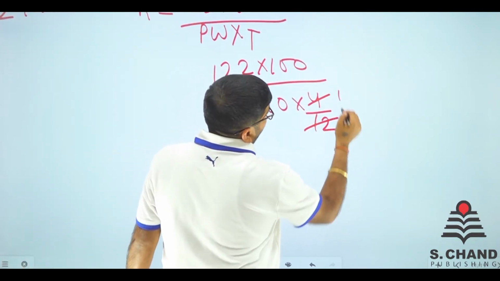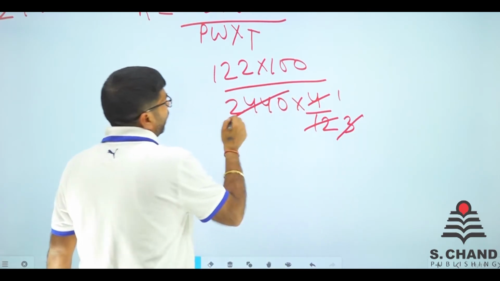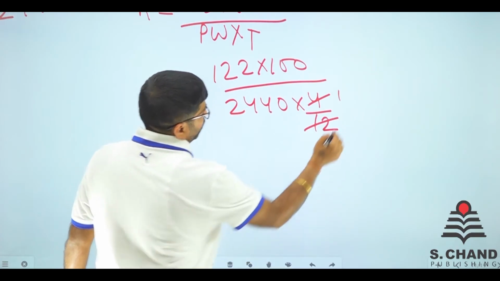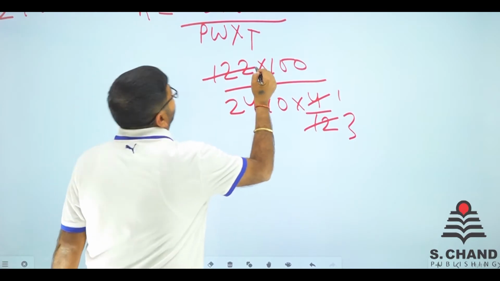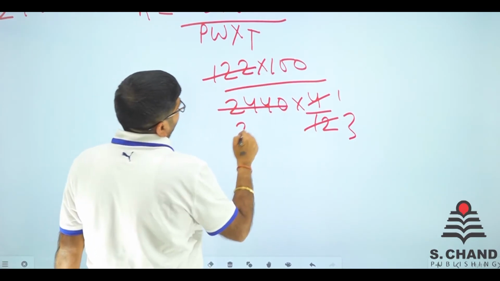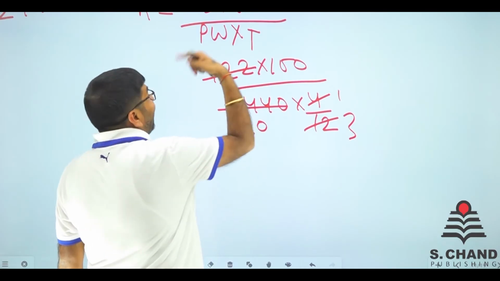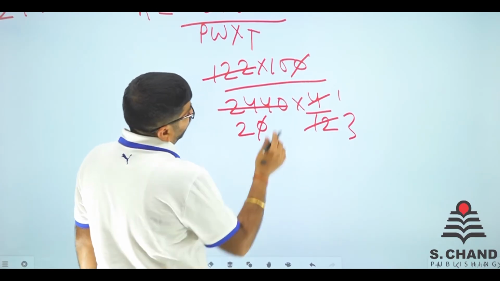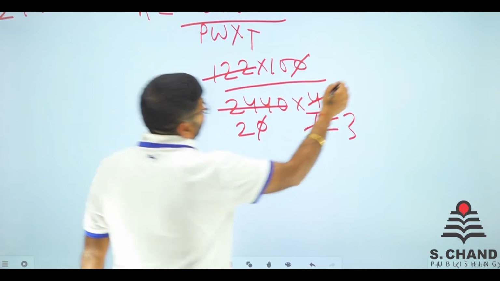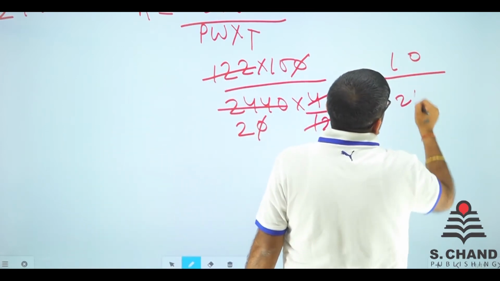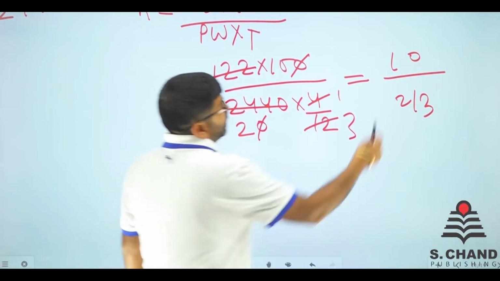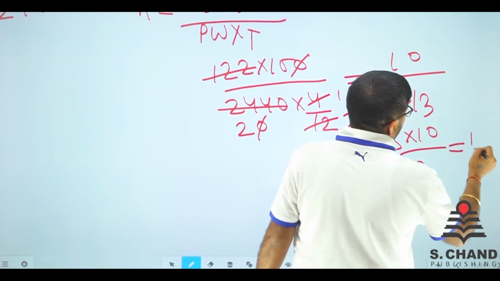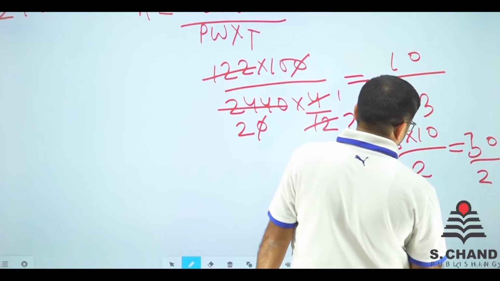Here we go, 4 into 1 and 4 into 3. So just put a 3 here. Because I just saw 122, 2440. It is just 20 times, because 122 into 2 is 244 and that 0. Just put a 0 over here, right? The 0 also got cut. Now it is like 2 by 3. So it is 10 by 2 by 3, right? We just multiply this 3 into here. So 3 into 10 by 2 is 30 by 2 and 30 by 2 is 15.